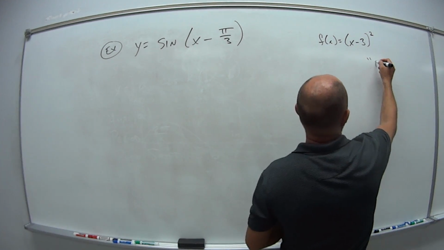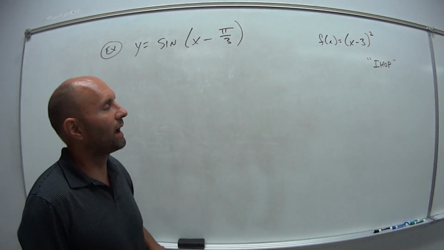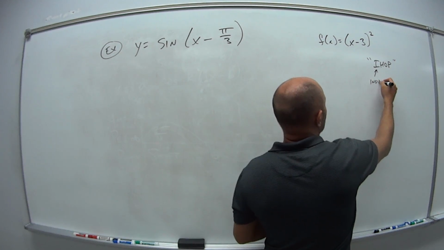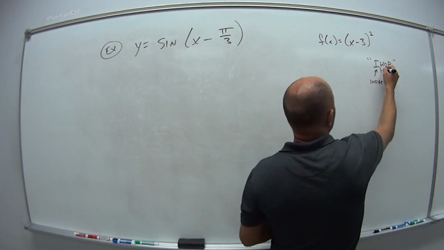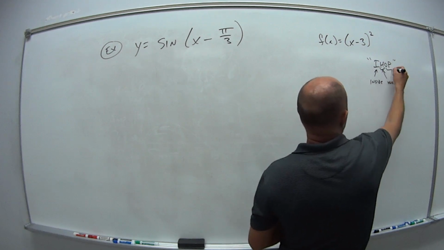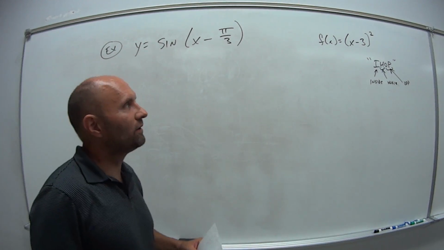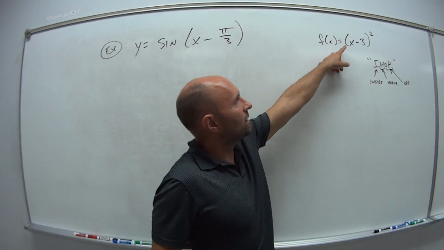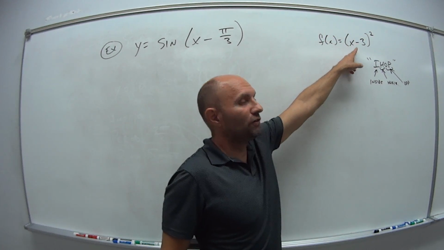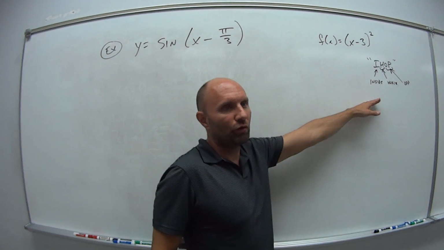What I like to teach my students is the acronym IHOP. Everybody likes pancakes at IHOP. IHOP stands for inside horizontal. So we know it's a horizontal change. And the OP for opposite, because it's the opposite of what we see. So this would be a parabola because of our x squared basic function, but because of the minus 3 on the inside, instead of going to the left 3, it's the opposite. It would be going to the right 3.